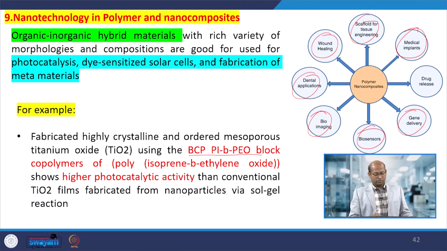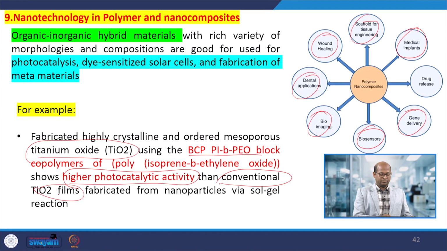Here block copolymers we can use with titanium oxide. That material has highly photocatalytic activity. Conventionally we use titanium films, but if we use titanium with those copolymers, that composite material would give much better results than conventional ones. Titanium materials we use as a catalyst for catalytic reactions, so that would give much better results.